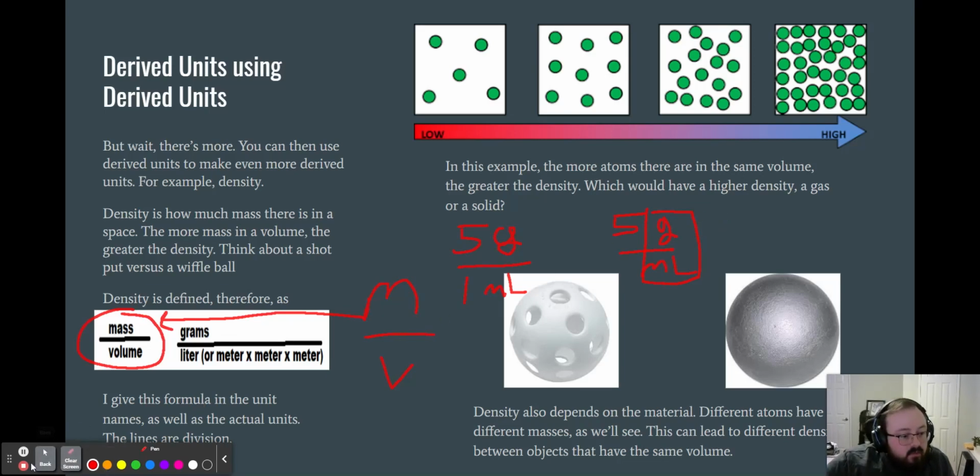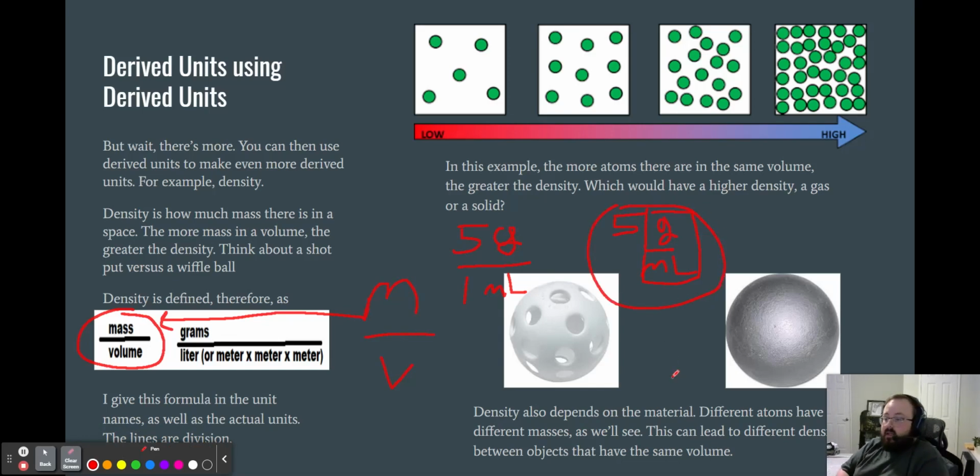I actually should, where's the eraser? Keep that a little bit clearer. So the density would be 5 grams per 1 milliliter. That 1 is kind of implicitly said, even though we don't see it. All right. So this would be a density.